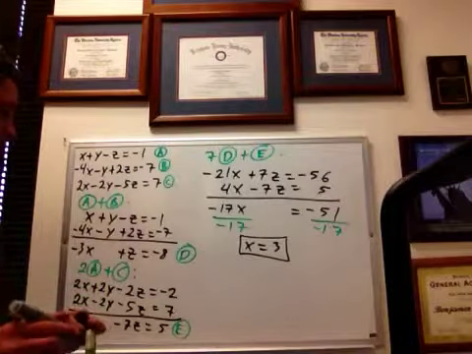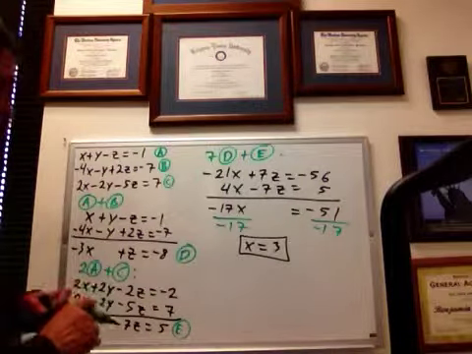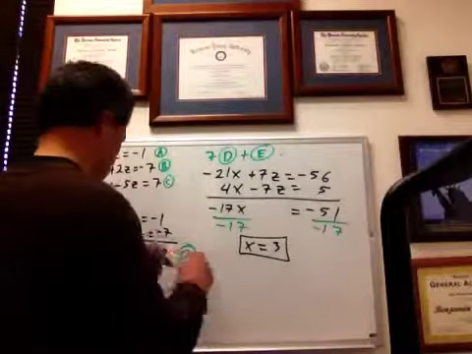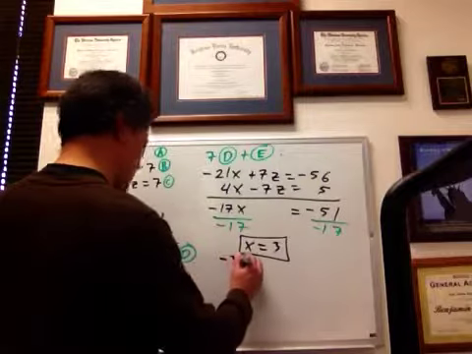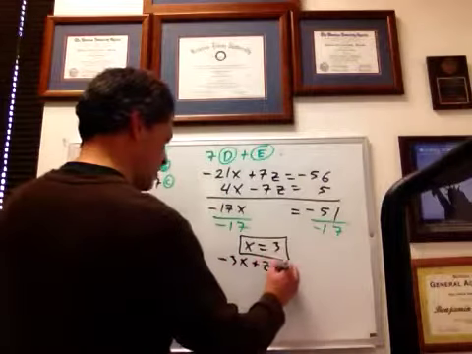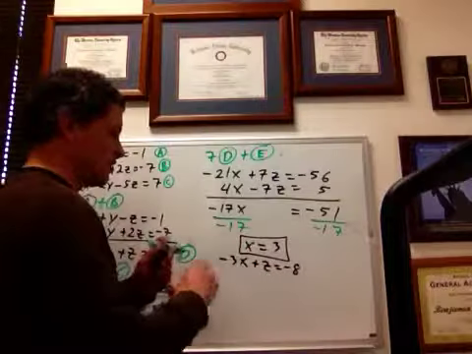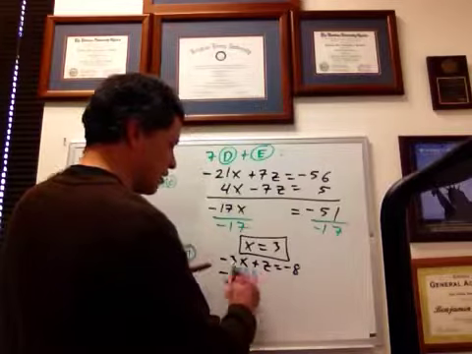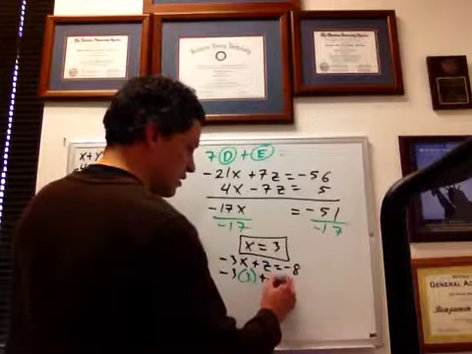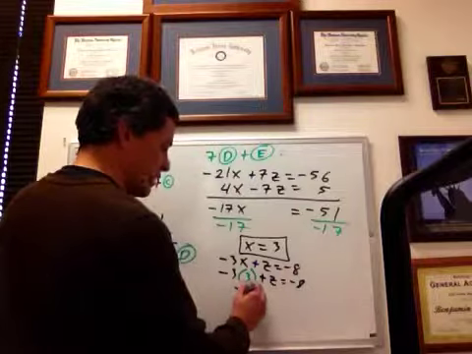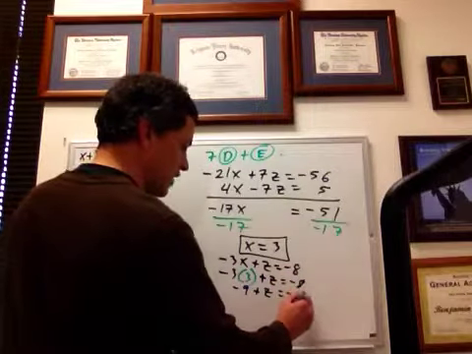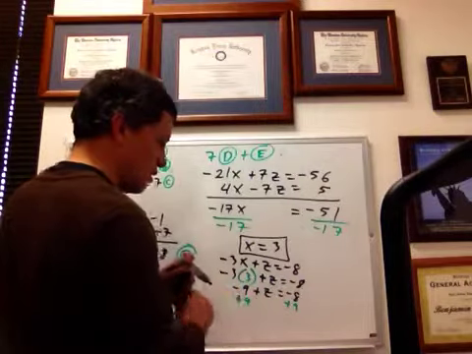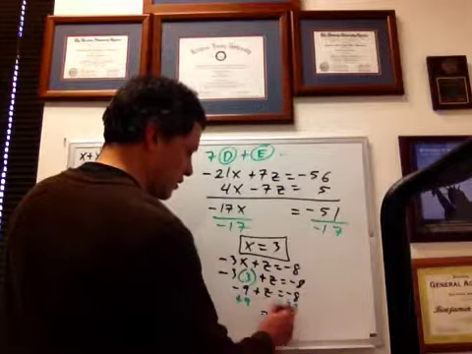So now that we've got x, we can back substitute. I would probably go after equation D. Remember, equation D is negative 3x plus z equals negative 8. But I know what x is. It's 3. So negative 3 times that 3 that I just found plus z equals negative 8. So that'll be negative 9 plus z equals negative 8. Add that 9 to both sides. There's z. It's going to be a 1.